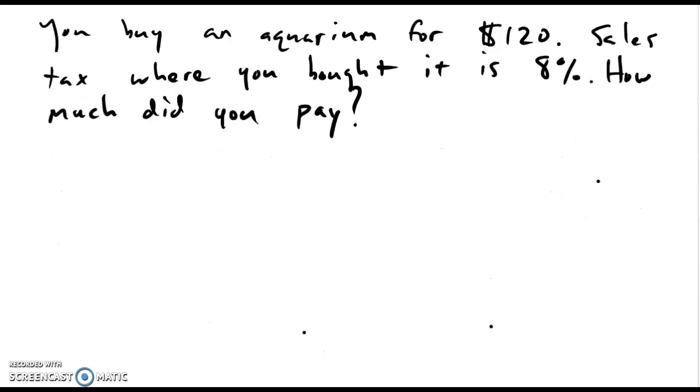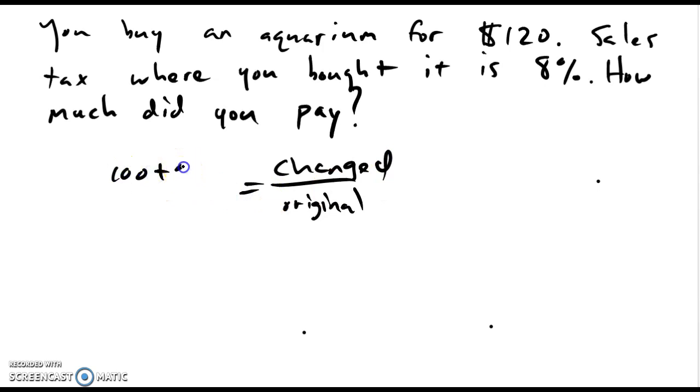Here's our next scenario, and I just made this up. I don't know where I came up with aquarium, but here we go. You buy an aquarium for $120. Okay, that's our original price. Remember, it goes original, changed above original, is equal to 100 plus your percent change over 100%.